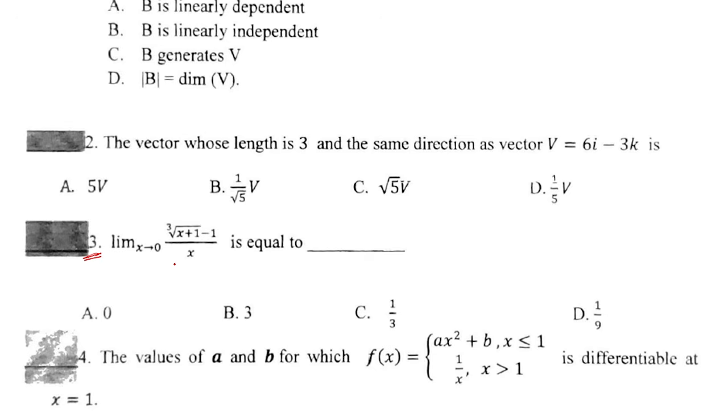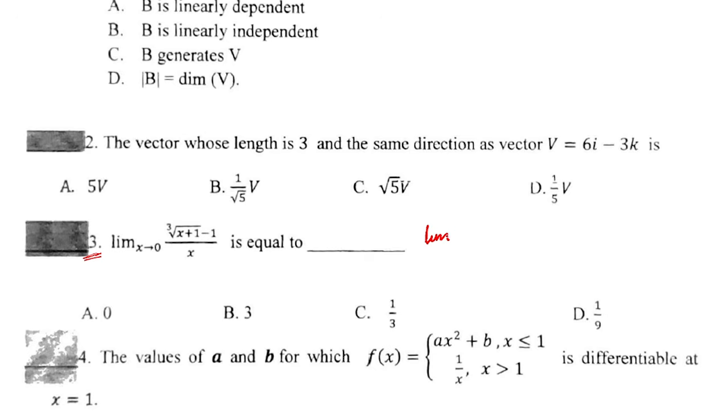Question number 3. The limit of the cube root of x plus 1, minus 1, over x as x approaches 0. Evaluate the limit. Here we need to check the limit of the numerator and the limit of the denominator separately first to apply the quotient rule. What will be the result?